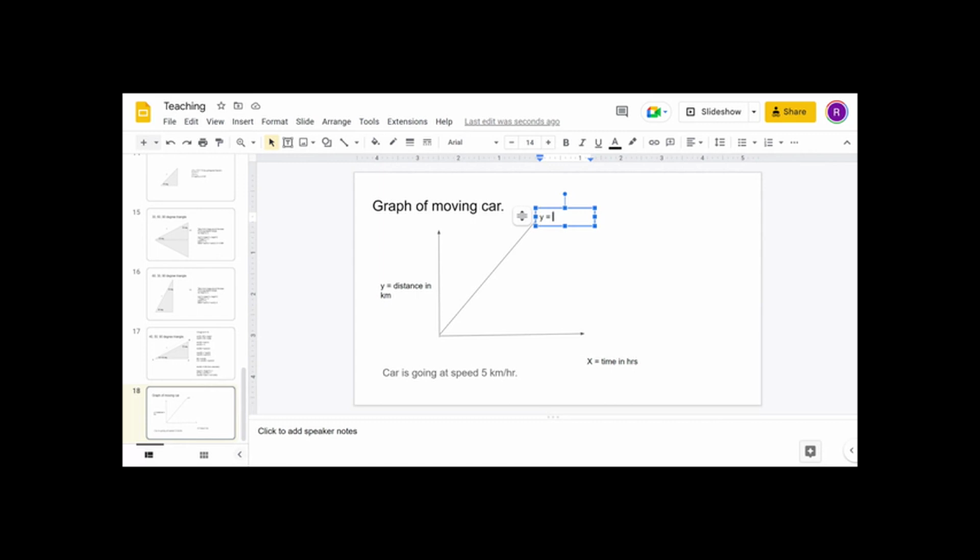At x equal to 1, what is y? If x is equal to 1 hour, then what is y? 5, sir. If x is equal to 2, what is y? 10, sir. Yeah. If x is equal to half, then what is y? 5 by 2, sir. Exactly. So in general, for any x, y is equal to what?